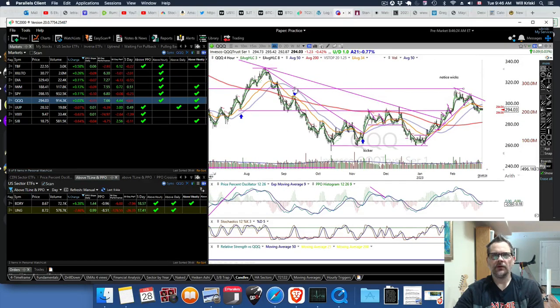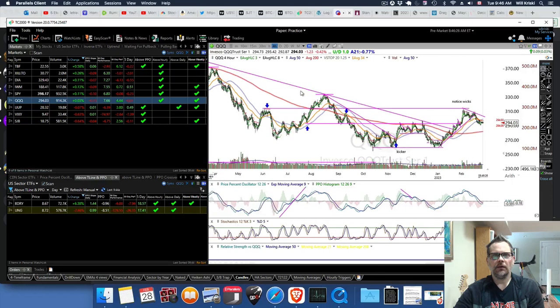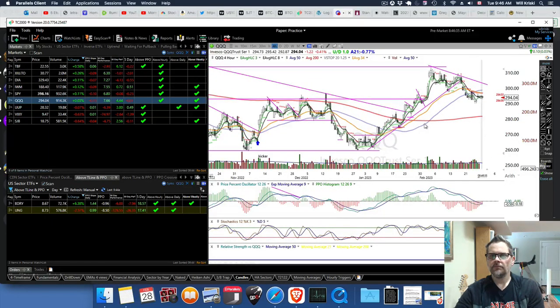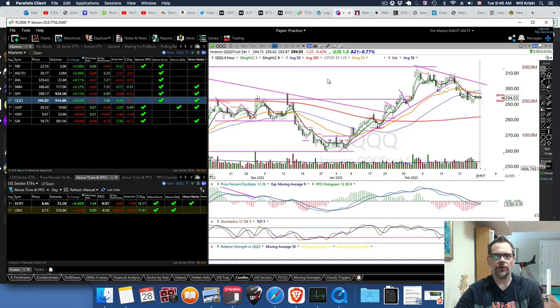I have a horizontal line that goes back to June of 2022, and that's where we bounced off of it. So it's good to see previous support points as well.